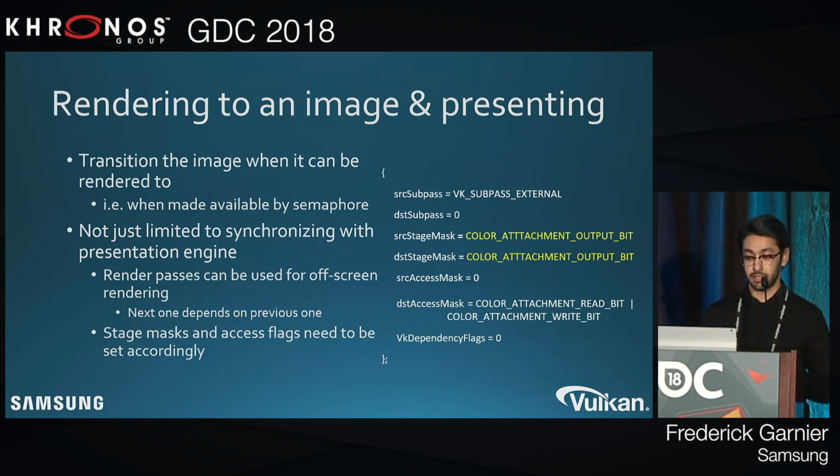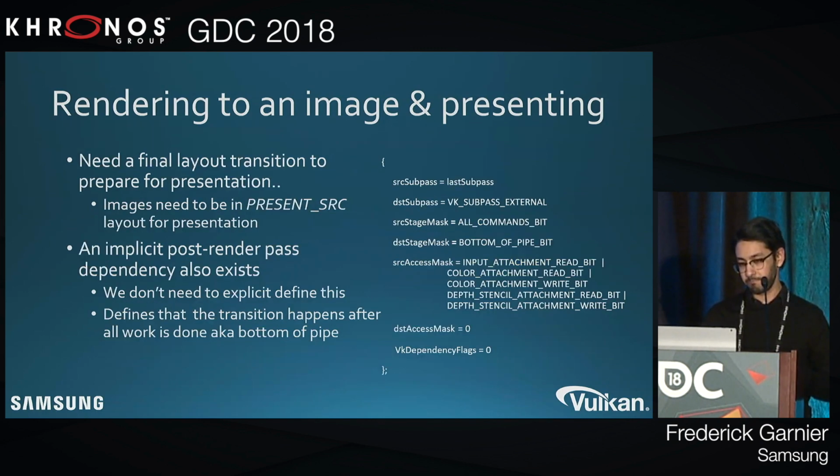So source access mask, I set it to 0 since we're doing a write after read dependency. Destination access mask is set to read and write bits. I added that since it's pretty common, but the read bit generally isn't needed, except if you're doing blending, so you're reading from the attachment as well. In this example, the write bit makes sense. OK, that's a lot out of the way.